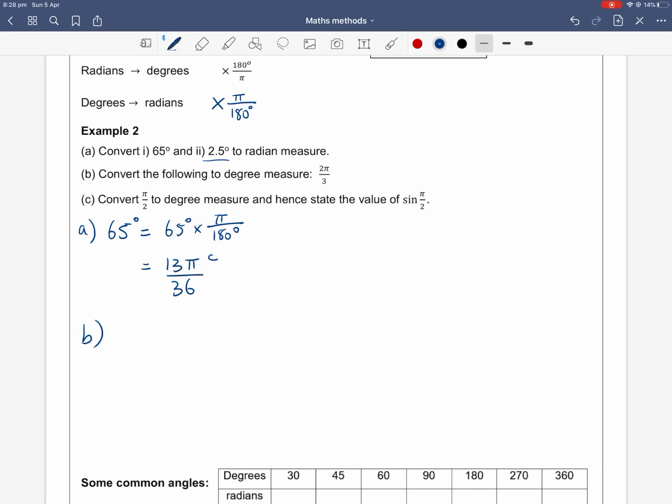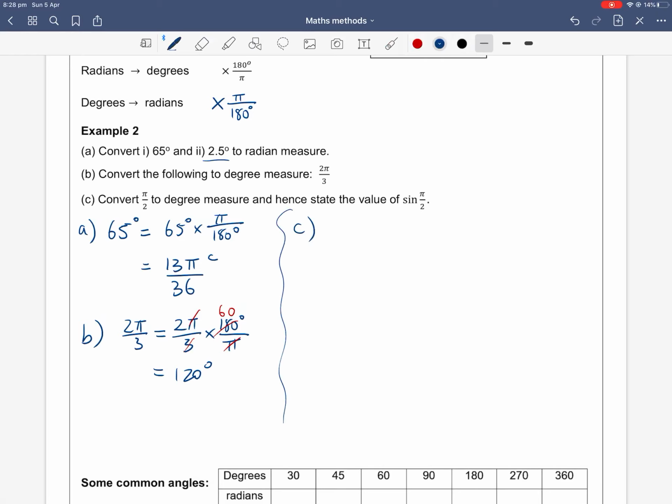So I'm going to jump to part B, changing 2 pi on 3 into degree measure. So to change it to degrees, we need to multiply by 180 degrees on pi. So that's equal to 2 pi on 3 times 180 degrees on pi. So the pi's cancel out. 3 into 180 is 3 6s are 180, so that gives me 120 degrees. Make sure again you write a degree symbol, otherwise it's assumed radians.